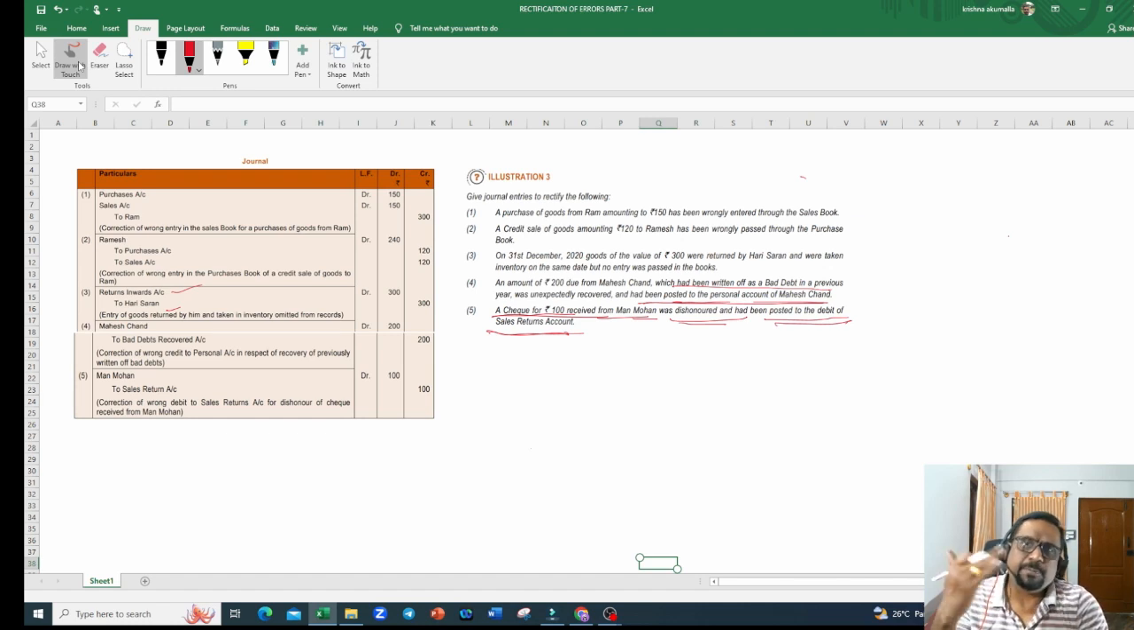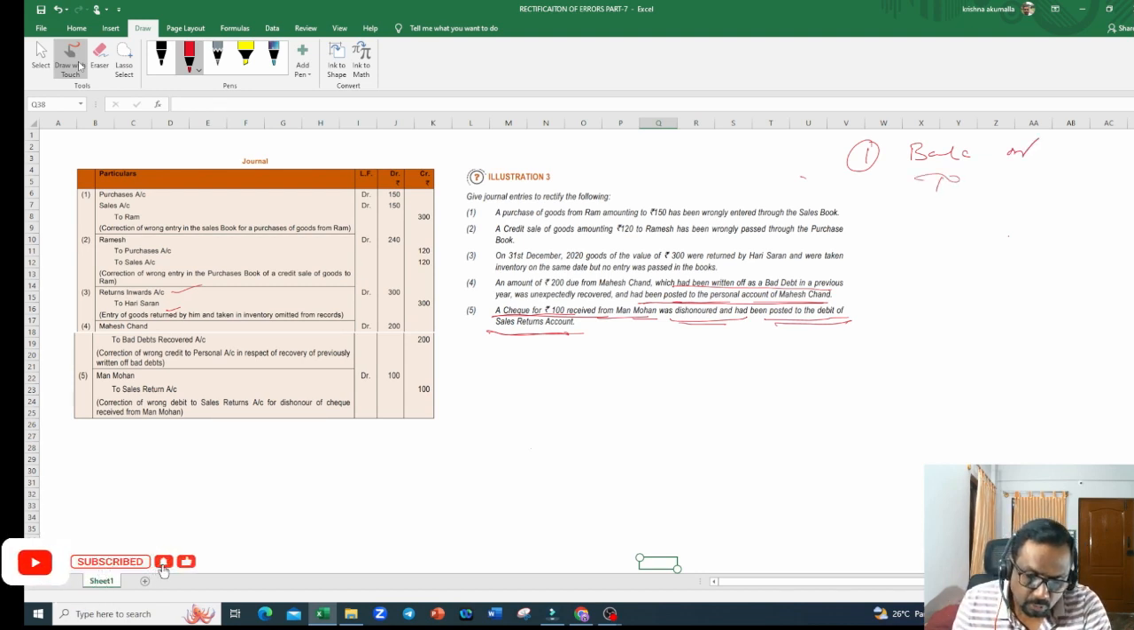When the check was received and deposited in bank, what entry would we have written? First, you should know about that. If you don't know about the transaction, you can't pass the rectification entry, take my word. What would have happened in historic data? A check received from Manmohan was deposited in bank. What entry would we have written at that time? Bank account is the receiver, the check we deposited in bank. So you need to debit bank account to Manmohan account. This entry would have been written previously.